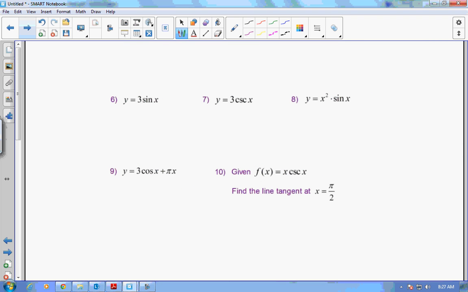Okay, we are going to go through and find the derivatives of all of these. Now, what rule would we use on number 6 to find the derivative of 3 sine x? It's the product rule. Now I want you to notice what happens when we do number 6 and number 7. Okay, so we're going to take the derivative of y with respect to x and the derivative of 3 times sine x.